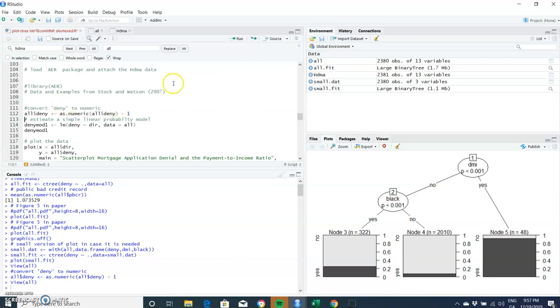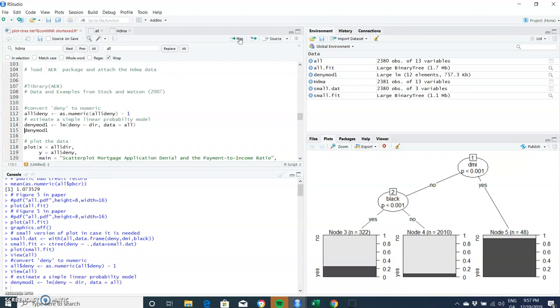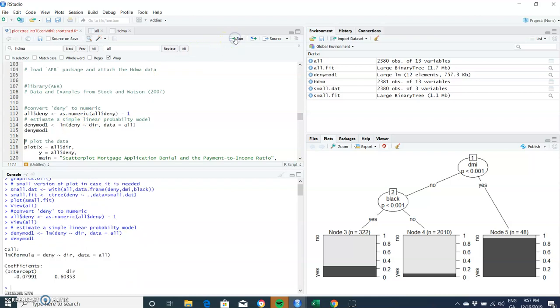Okay, so we need that for our binary choice model. And then we can run a linear regression where we regress, very simply, the ratio of total monthly debt payment to total monthly income onto whether the mortgage was denied or not. And then we can print out the coefficients, and it would appear that the higher DIR is, the more likely it is to deny the mortgage.